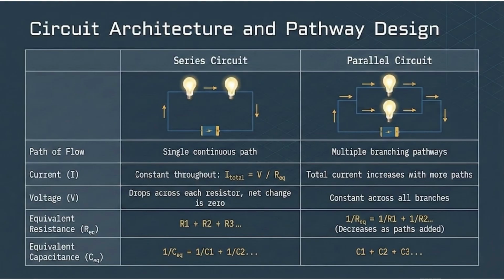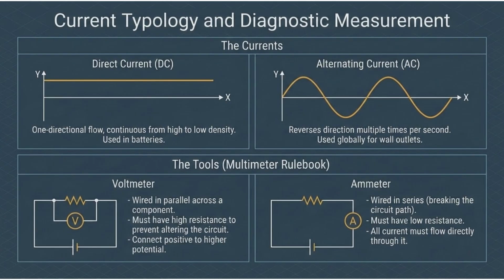Circuit architecture defines how components are connected. Series circuits have a single continuous path, while parallel circuits offer multiple branching pathways. These configurations impact current, voltage, and equivalent resistance calculations differently. Current typology includes direct current, a one-directional flow used in batteries, and alternating current, which reverses direction and is used globally for wall outlets. Diagnostic tools like the voltmeter and ammeter are used for measurement within circuits.